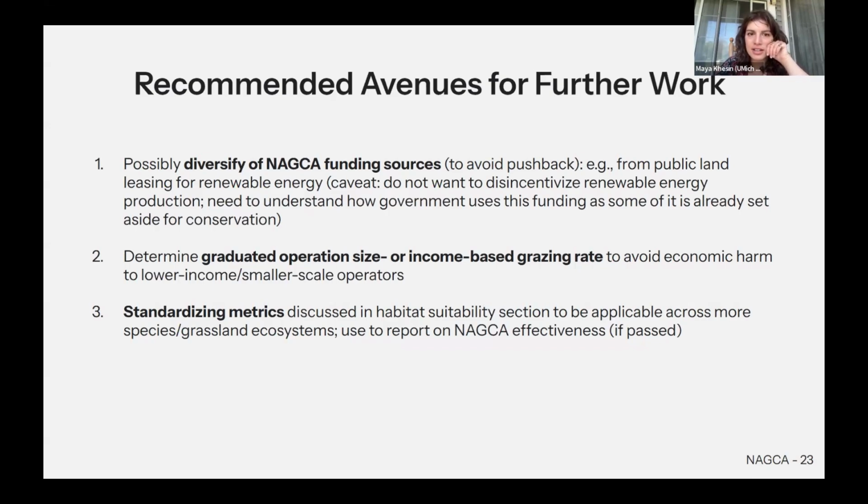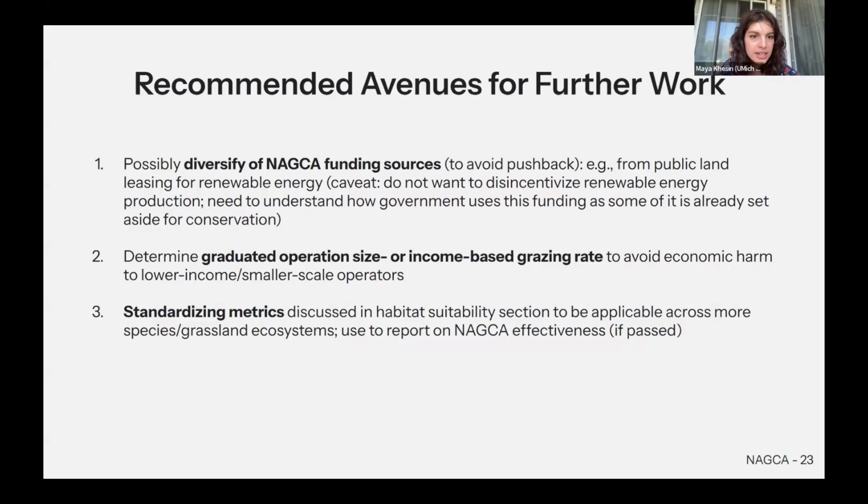So we might want to look at diversifying the funding stack for NAGCA. There's one option I was looking at, which is that the government has more recently been leasing public land for renewable energy production. And we don't necessarily want to increase the rate at which this happens, because we don't want to fully disincentivize renewable energy production unless it's being done in an unethical way, which is true a lot of the time, but that's a topic for another conversation. But in order to avoid increasing these rates, there's already some set aside of this funding for conservation.